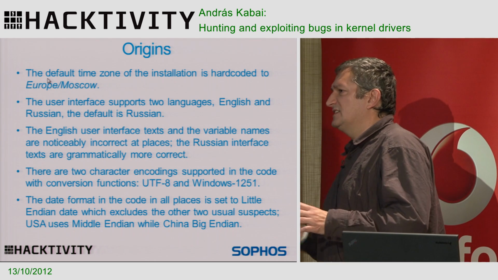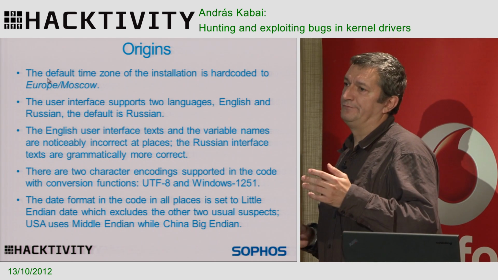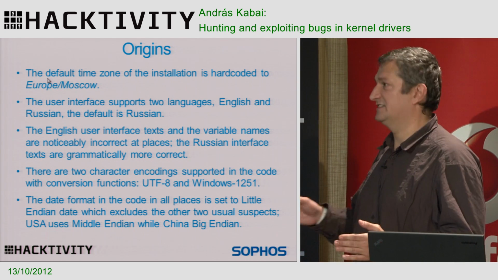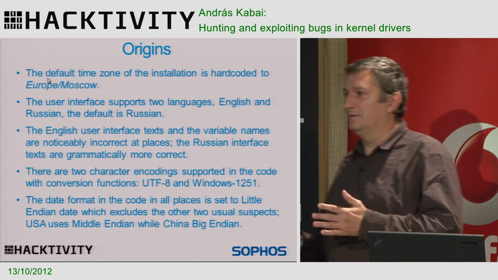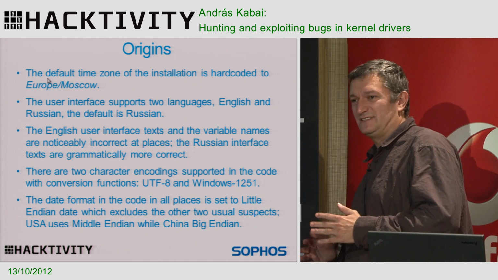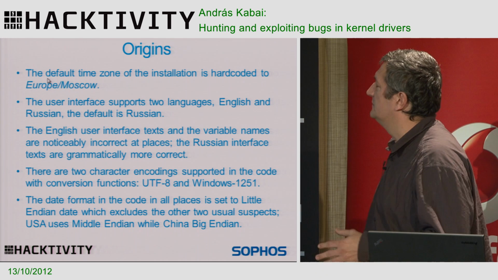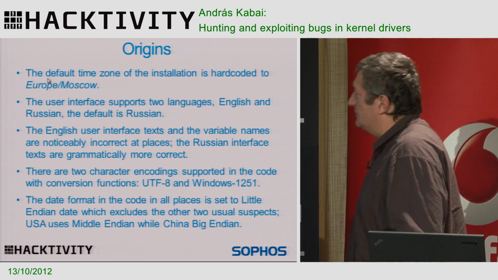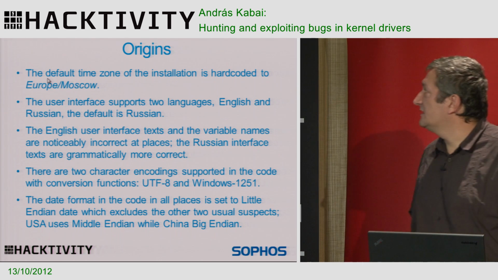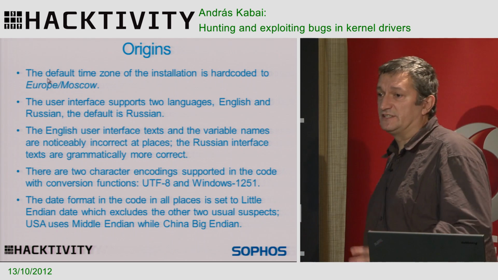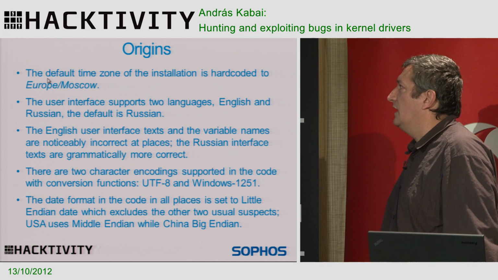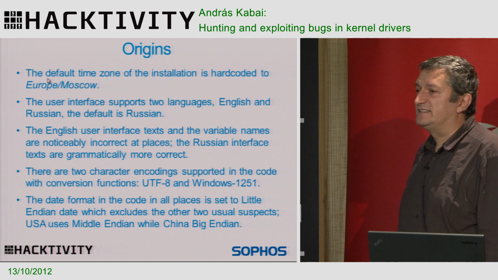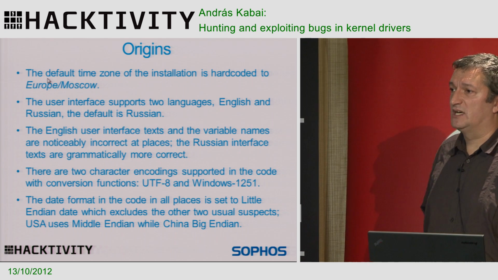So there are two basic options. Either the author is English and the customers are Russian, or the author is Russian and the customers are English. And because certainly English is not the native language of the author, we are left with the other option. And there are two character encodings supported in the code. One of them is general UTF-8, the other one is Windows 1251, which is a Cyrillic character set. And finally, the date format in the code in all places is set to Little Endian, which is day, month, year.